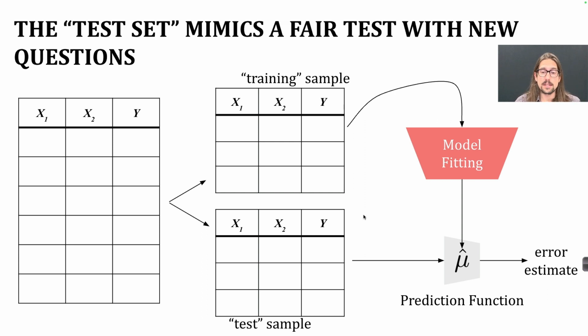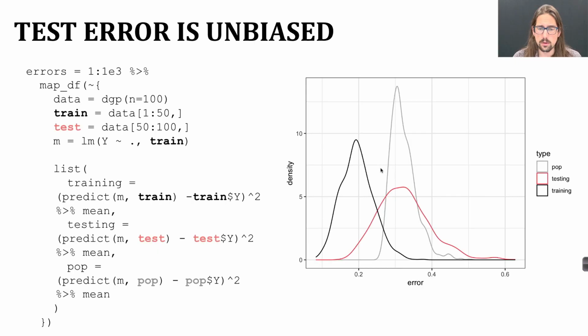So like I said, this test set mimics a fair test or a fair exam that has new questions that are different than what was on the homework or covered in class. And this thing is unbiased. So how do you do this?